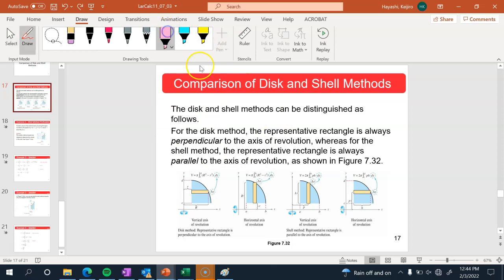This is a lot of words, but shell parallel. If you've got a vertical axis of revolution and you're taking vertical slices, that's shell. If you've got a horizontal axis of revolution and you're taking horizontal slices, which would be dy, that's shell. If it's the other way around, where it's perpendicular, that's disk.